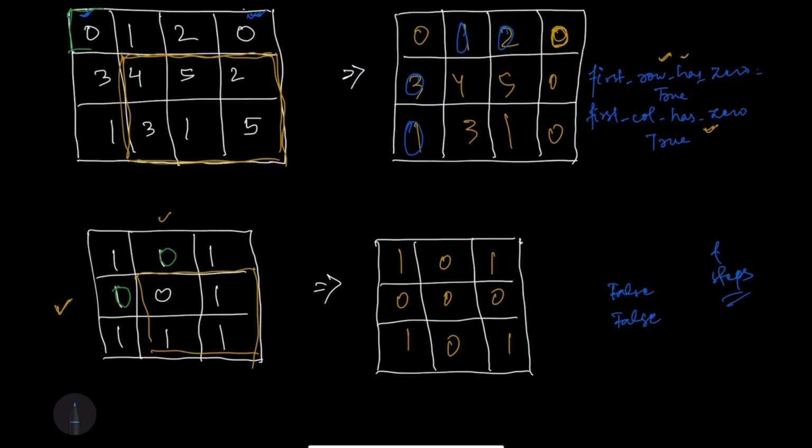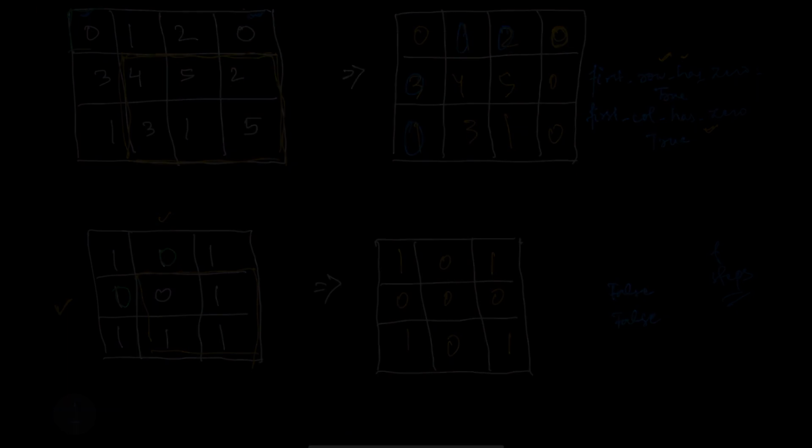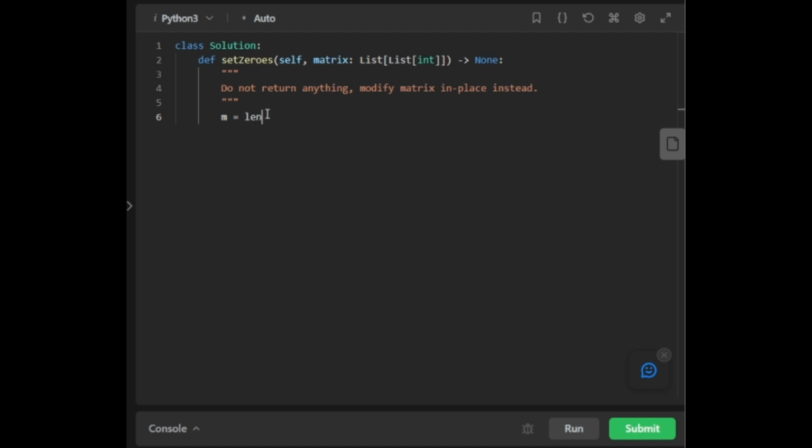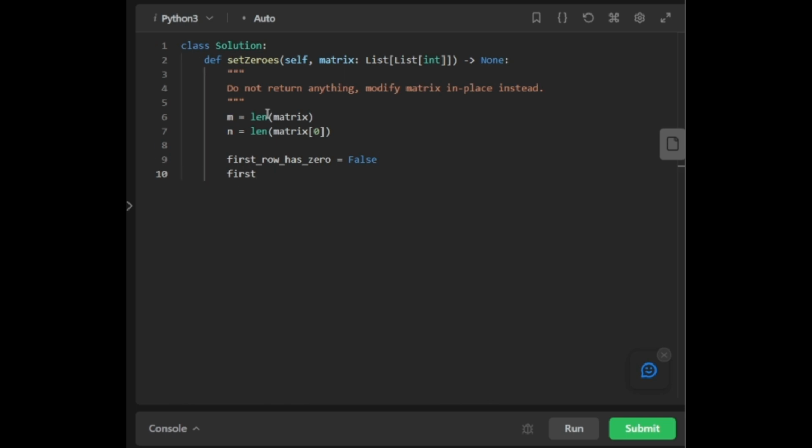So let's move over to Leetcode and see how we can code this. First, we will keep track of the number of rows. So that would be length of matrix. Then we will keep track of the number of columns. That would be length of matrix of the 0th row. After that, we would have our boolean variables, that is first row has 0 to be false, and we will be having our first col has 0 to be false.